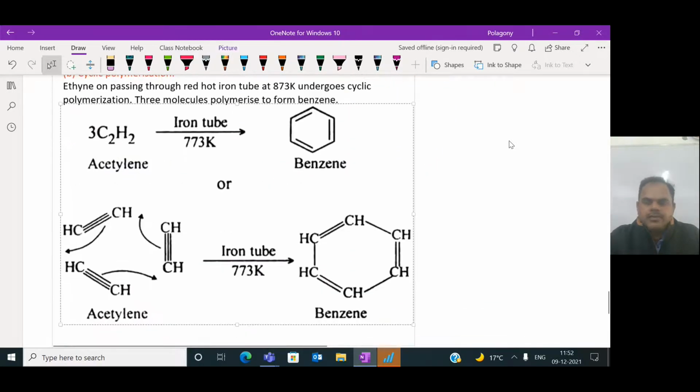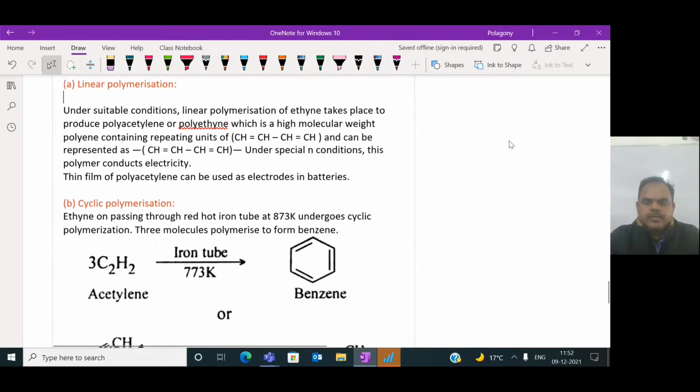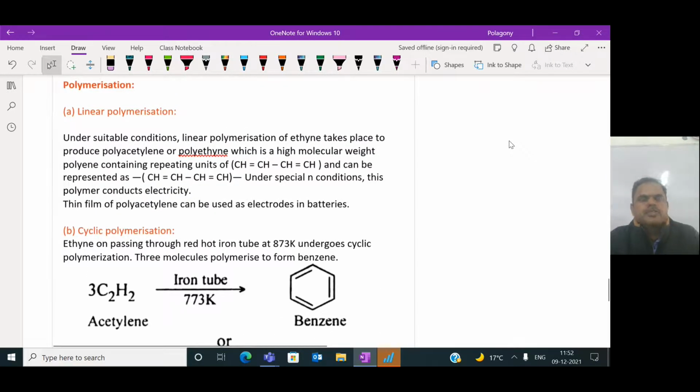The next reaction of alkynes is a very important one, polymerization. As you know, polymerization is the process of joining monomers, small molecules, to get a long chain of molecules called polymers under suitable conditions.